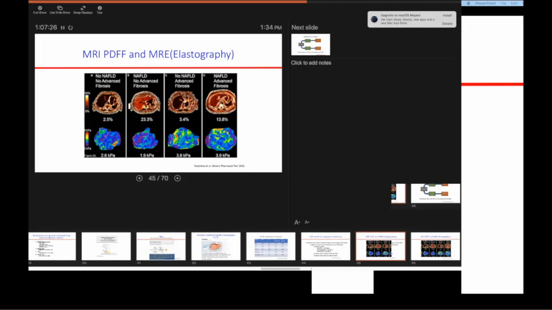The one caveat about the MRE is the kilopascals are different, and it has to do with the Young's modulus. I am not a physics expert to tell you the formulas there, but 3.6 relates to the 10 kilopascals that we see on the Fiberscan. So that's when we worry about F3. So 10 on a Fiberscan, 3.6 on an MR elastography. Those are the magic numbers to remember.